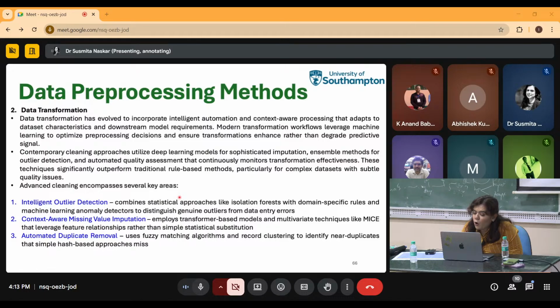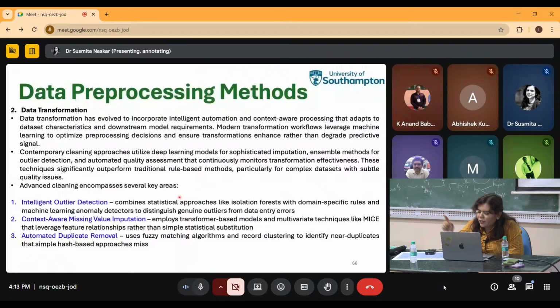So why do we do that? This is mainly used for the non-probabilistic cases. This uses fuzzy matching and record clustering to identify the near duplicates that traditional hash-based approaches cannot, or sometimes miss, and it improves data consistency. So basically, they match and cluster records, and they identify the very near duplicates, which may not be exact duplicates, but are very near.